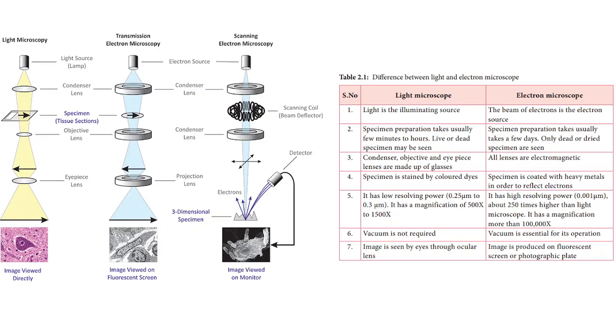But in case of electron microscope, I haven't done it personally, but I have heard that it usually takes a few days to prepare a sample. And only, as you can see over here also, only dead or dried specimens can be seen. Live cells cannot be seen under the electron microscope, because basically the beam of electrons will damage your live cells.